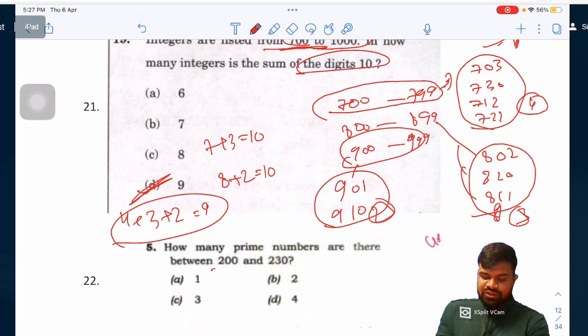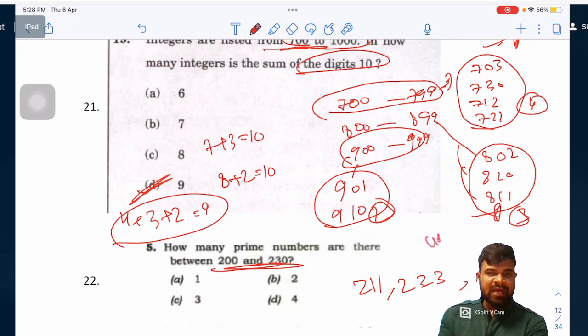Now this question, I want you to do by yourself. This is a tough question, because checking whether a number is prime for all the numbers is quite a tough task. But I just want you to check these numbers: 223, 227 and 229. Check whether these numbers are prime or not. These are the four numbers that are prime.